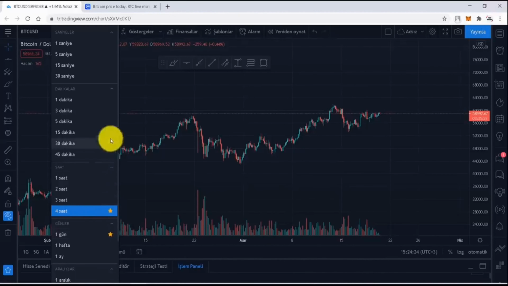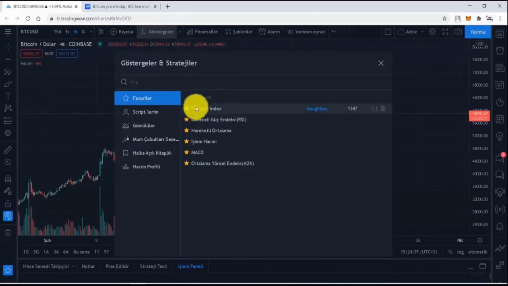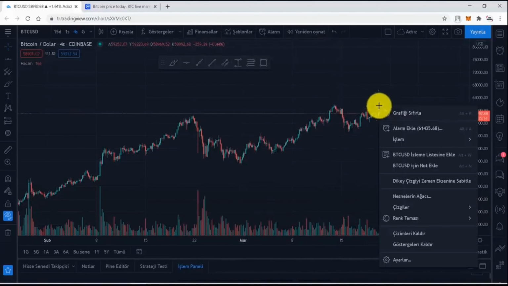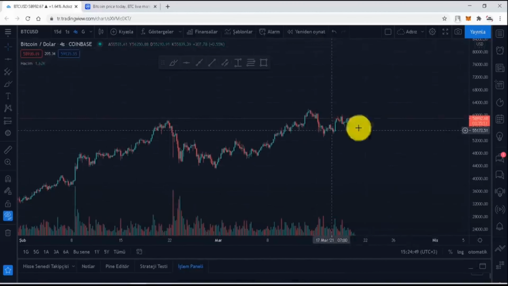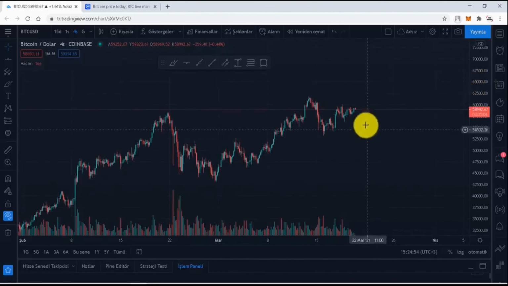If we consider looking at Bitcoin on a daily, 4-hour, 1-hour, and 15-minute basis, I have added it here. As you can see, we can compare it here. The indicators are available. We will use the indicators here. We will also add our special indicators here. We can set the alarm from the bottom right corner. For example, when it reaches the X price, we can quickly add it to the mobile application section to receive a notification on the phone.